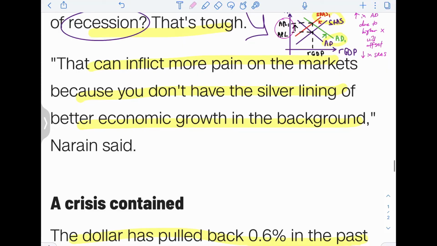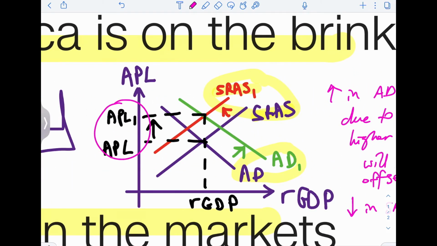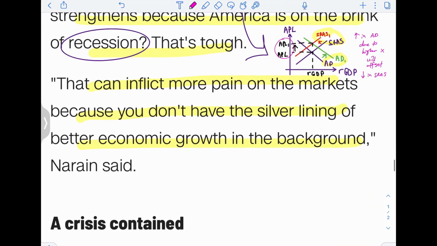So this actually inflicts more pain. Remember, this diagram here isn't showing what is happening. It's showing what could be happening if the US economy is growing. But the US economy is on the brink of recession. So here, there is no increase in AD to offset the decrease in short run aggregate supply, which can inflict more pain on the markets because they don't have that silver lining of better economic growth in the background.